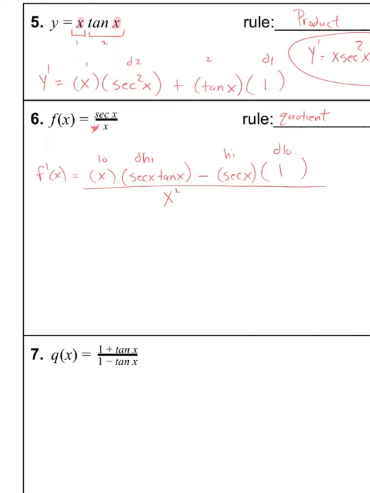All right, let's see, what can we factor out of that numerator? Let's try to factor the numerator.